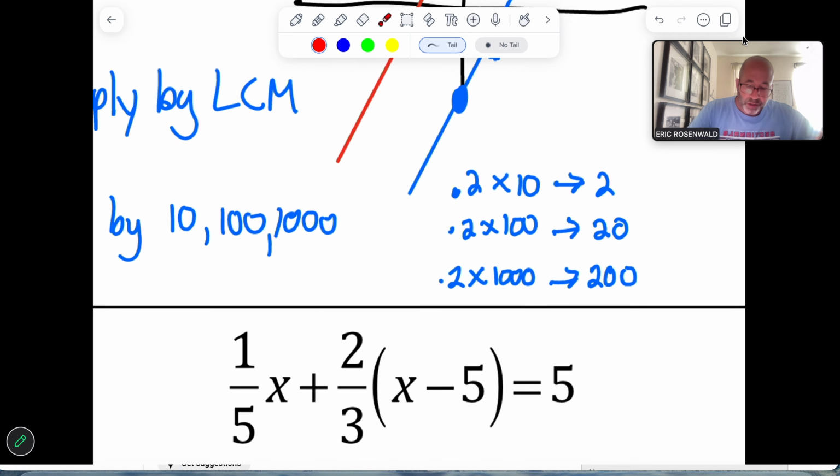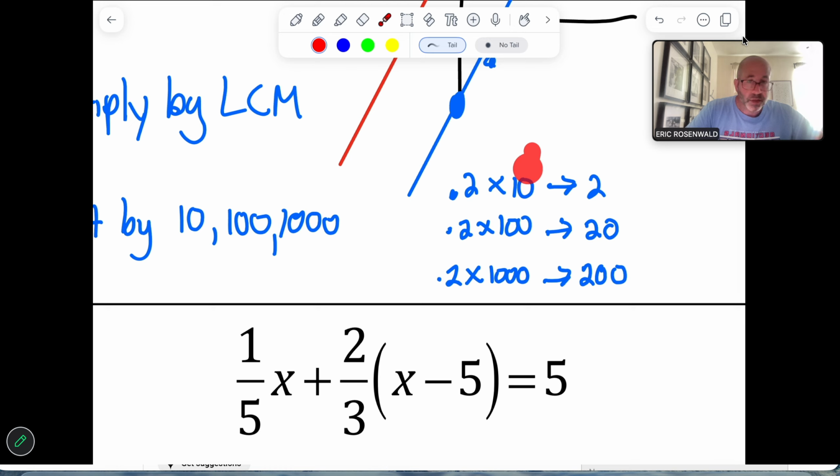So when there's 1 zero here, we move it once to the right. When there's 2 zeros, we move the decimal 2 to the right. And when there's 3 zeros, we move the decimal 3 to the right.